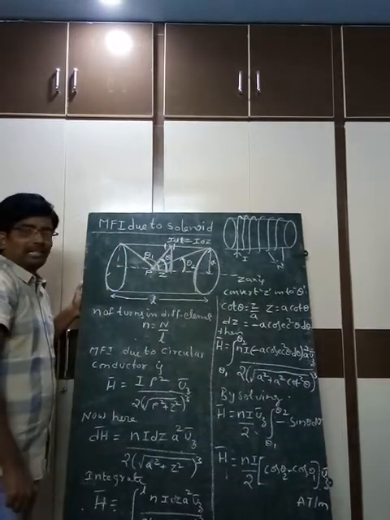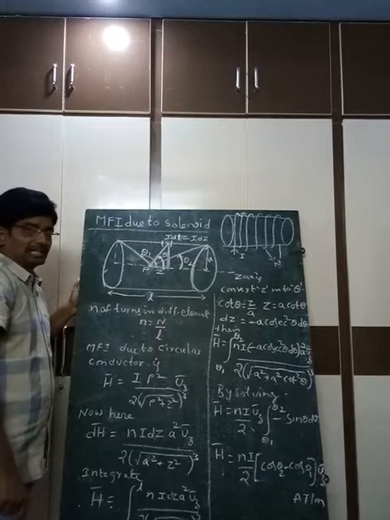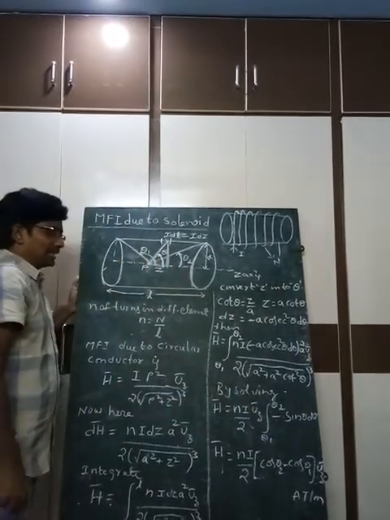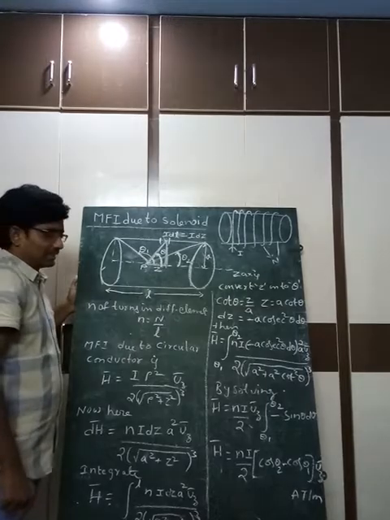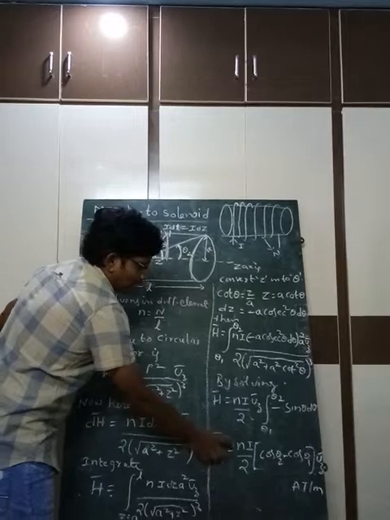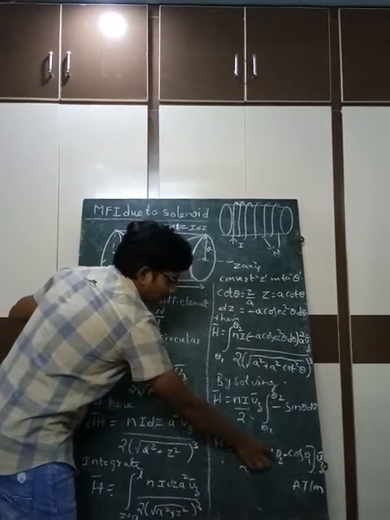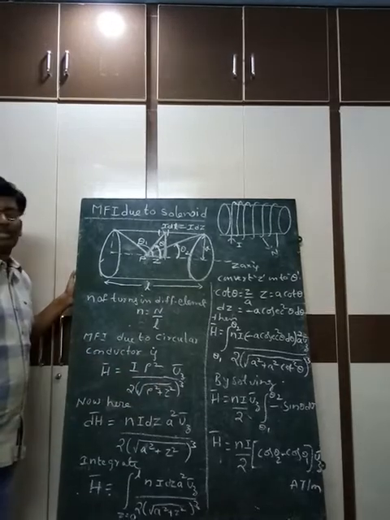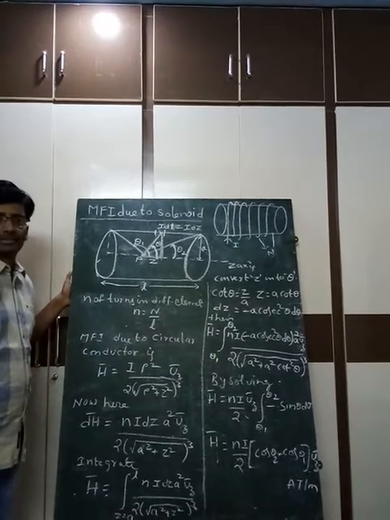And we know that the integration of sin theta is minus cos theta. Already we have minus here, so the integral of minus sin theta d theta means cos theta. After substituting the limits, we get H bar is equal to n I by 2 into (cos theta 2 minus cos theta 1) into uz bar. And the unit for this magnetic field intensity is ampere turn per meter.